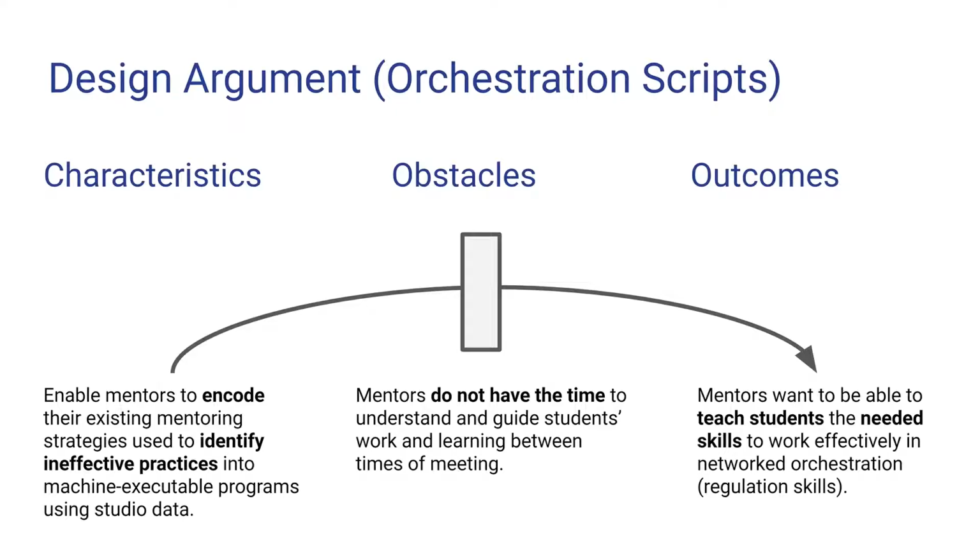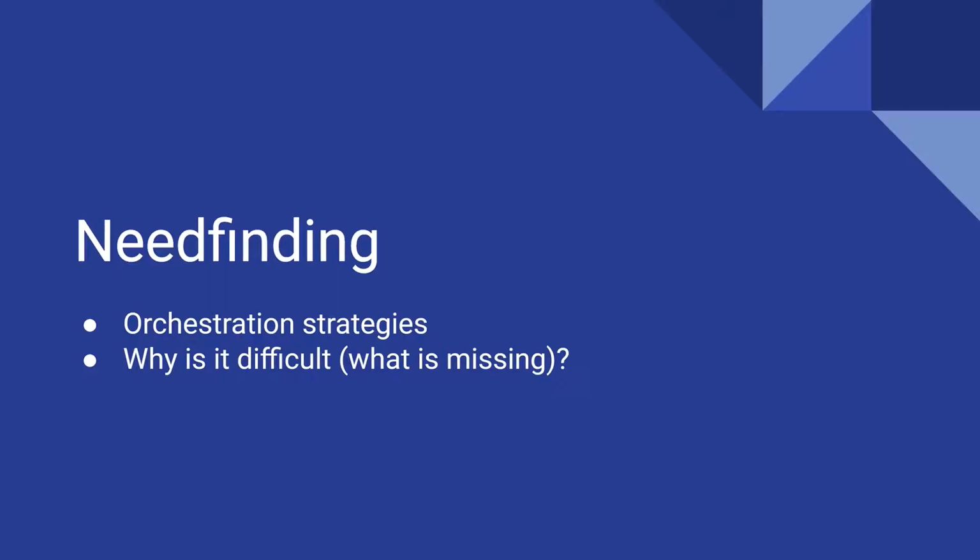Delving into the work that I did this quarter, firstly was need finding. I wanted to understand how mentors went about orchestration currently. The mentoring strategies to identify ineffective practices were unclear to me, and I wanted a few robust cases of where mentors orchestrated their students. In addition to that, I wanted to understand why it was difficult to orchestrate, specifically, why it's difficult to detect ineffective practices without a discussion that would allow a mentor to diagnose it themselves.